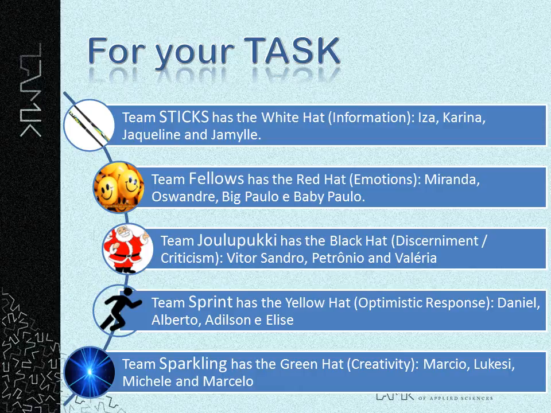Team Jolupuki has the black hat, discernment, criticism. Vitor, Sandro, Petronio, and Valeria. Team Sprint has the yellow hat, optimistic response. This team is made up of Daniel, Alberto, Adilson, and Elise. Team Sparkling has the green hat, creativity. Márcio, Lucchesi, Michele, and Marcelo.